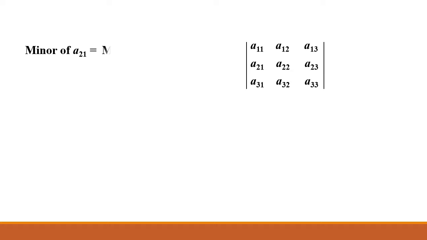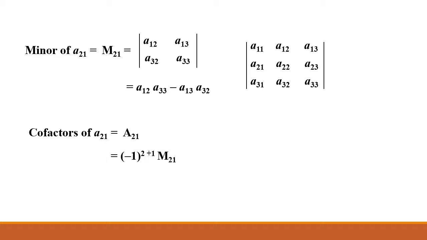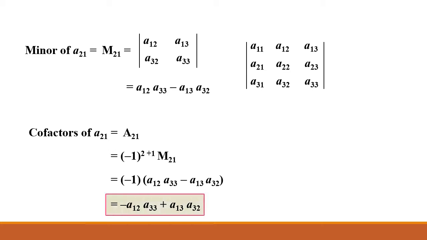Next, the minor of the second row first element, which is obtained by deleting the second row and the first column, is equal to the determinant A12, A13, A32, A33. So on simplifying we get A12 A33 minus A13 A32. So the cofactor of A21 will be equal to minus 1 raised to 2 plus 1 into M21. Minus 1 raised to 2 plus 1 gives a negative sign, so minus 1 into the minor M21. On simplifying, we get minus A12 A33 plus A13 A32.